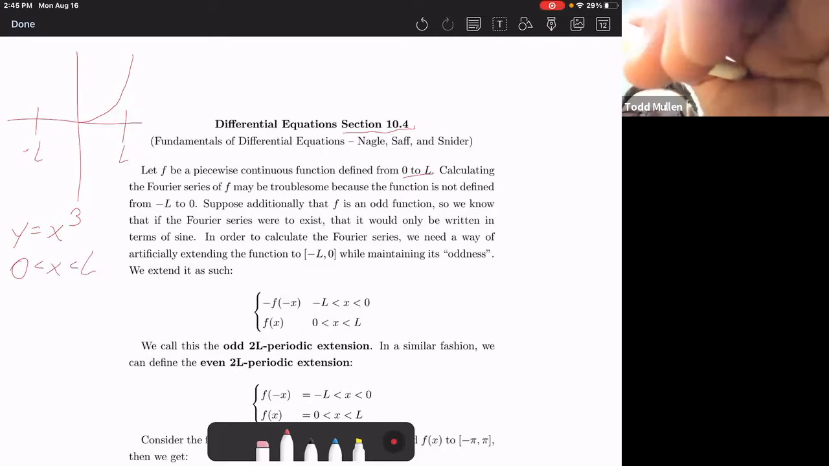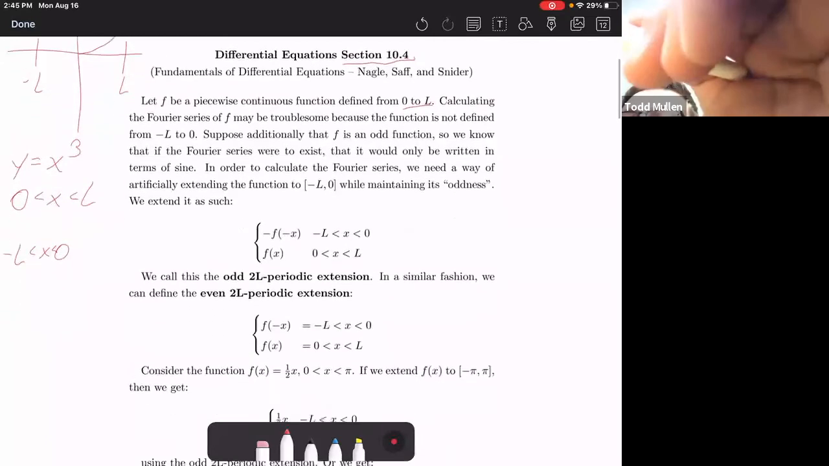So I want to perform some sort of extension to this to define it from negative L to 0 to maintain its oddness. So I could extend it in this way, where negative f of negative x is how I define the graph from negative L to 0. And what this extension will do with any odd function is it will create it exactly as you envision it.